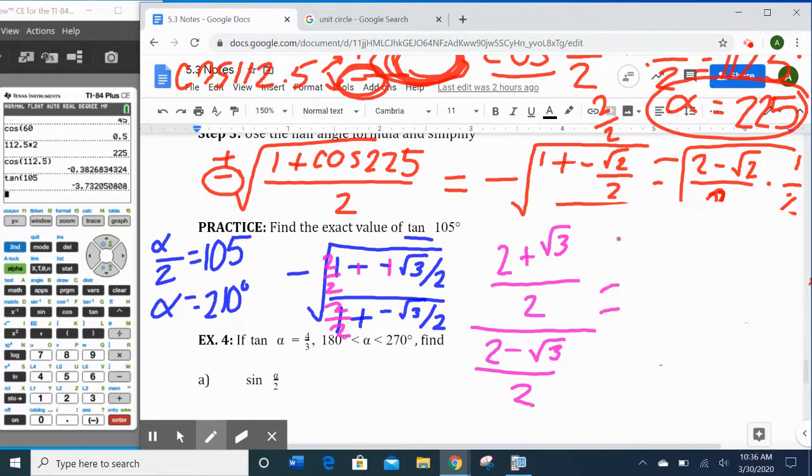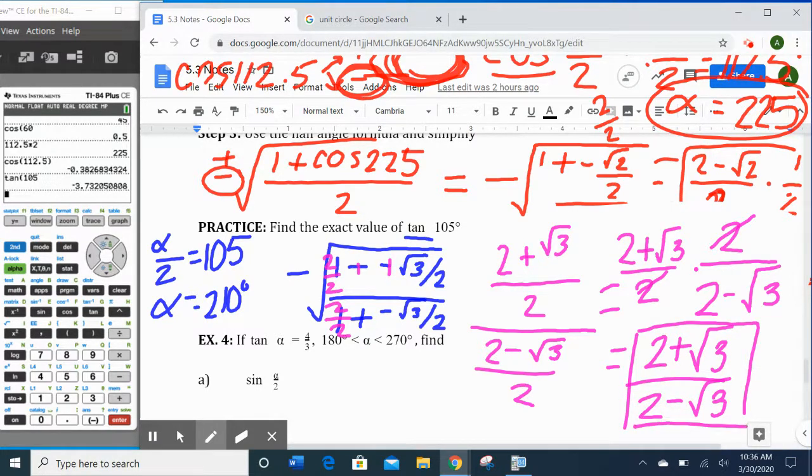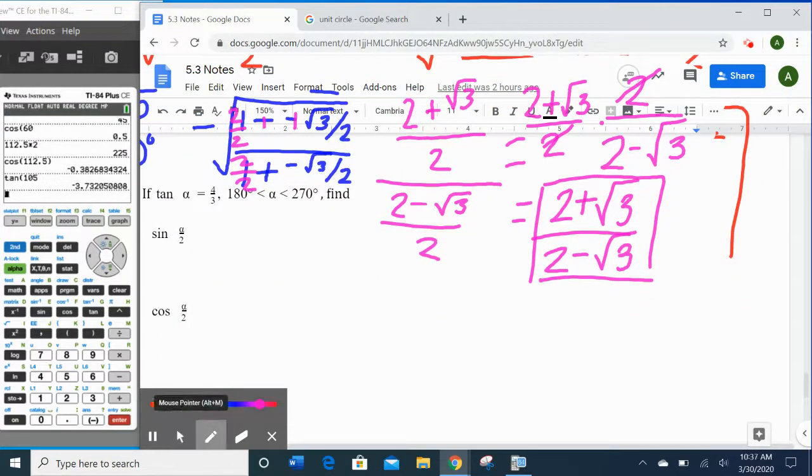which is the same thing as 2 plus root 3 over 2 times the reciprocal, 2 over 2 minus root 3. For some reason, I think that they let you not rationalize the denominator and just get this answer. So 2 plus root 3 over 2 minus root 3. But if I needed to rationalize the denominator, then I would keep going. I would multiply the numerator and the denominator by 2 plus root 3.